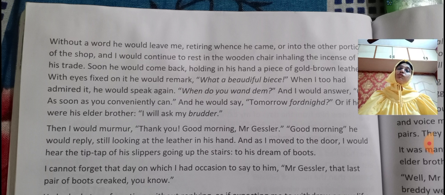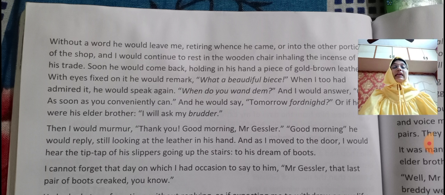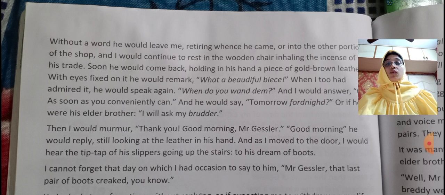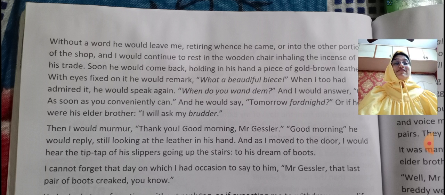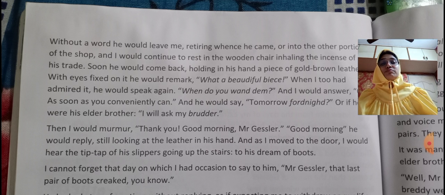So you can see, students, that he was so fond of his work, so fond of his trade, that he couldn't take his eyes off his material, that is, that leather. And as I moved to the door, I would hear the tip tap of his slippers going up the stairs to his dream of boots. So upstairs, he used to make the boots, and that place is called his dream of boots.